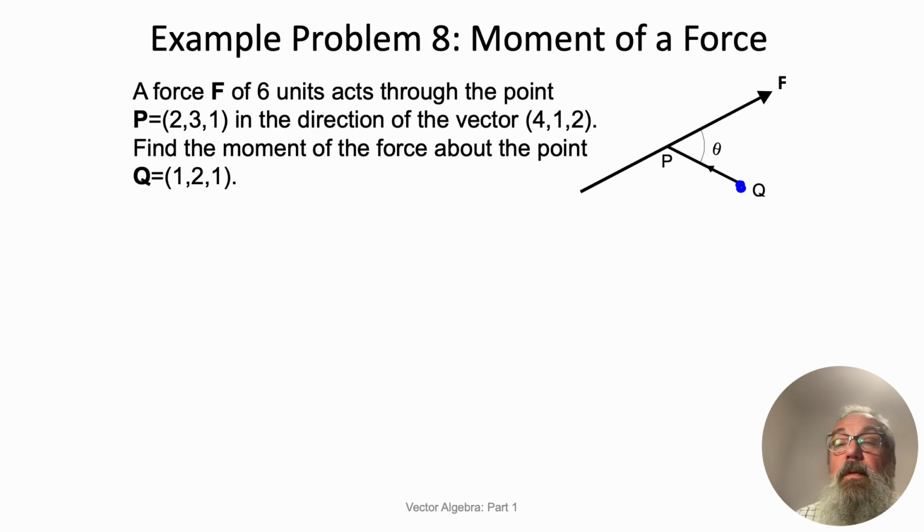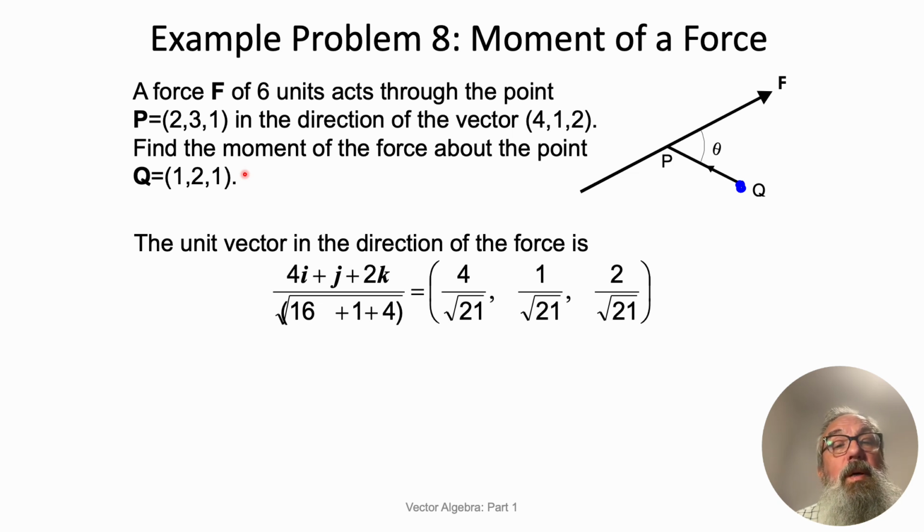Let's look at the moment of a force about a point. A force of 6 units acts through the point P with these coordinates in the direction of 4, 1, 2. Find the moment of the force about the point Q. So we've got positions of points. We need to find PQ. We need to find a moment in the direction of the force. So we need to turn that force into a vector.